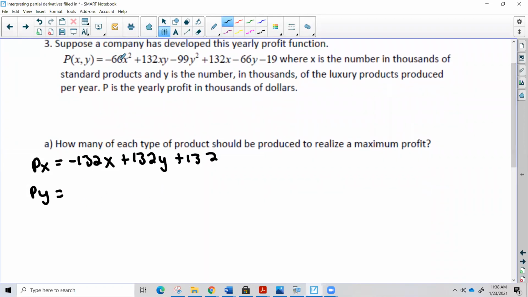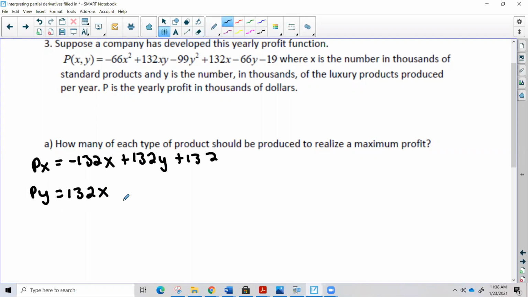I'm going to do Y. Negative 66X squared has no Y term, so the derivative is just 0, and we don't need to write it. 132XY is the same thing: 132X is the constant in front, and the derivative of Y is just 1. So 132X times 1 is just 132X.